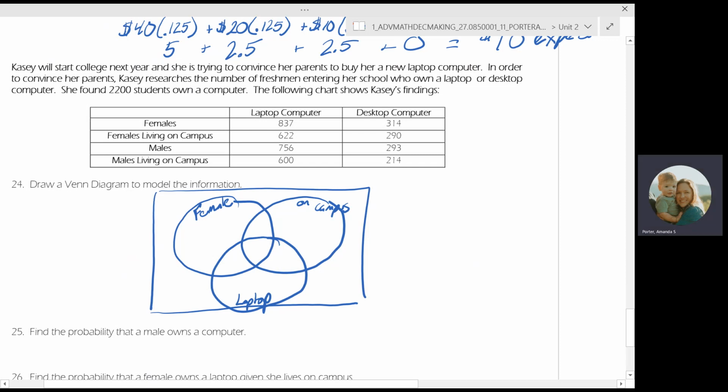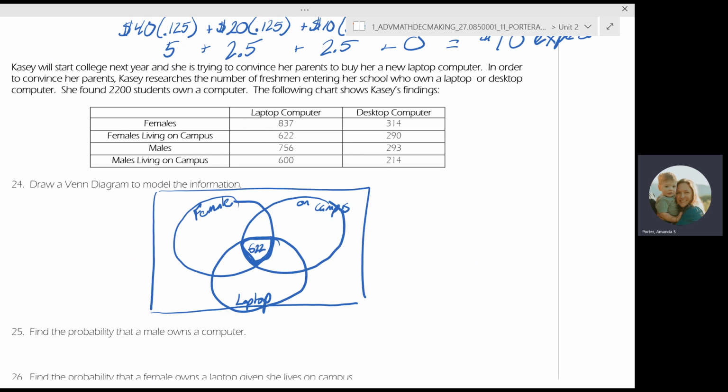So typically when I do 3 circles in particular, when I'm looking at a chart, I'm going to start in the innermost section. This middle section is females on campus with a laptop, and we know that. That's 622. Females on campus with a laptop.